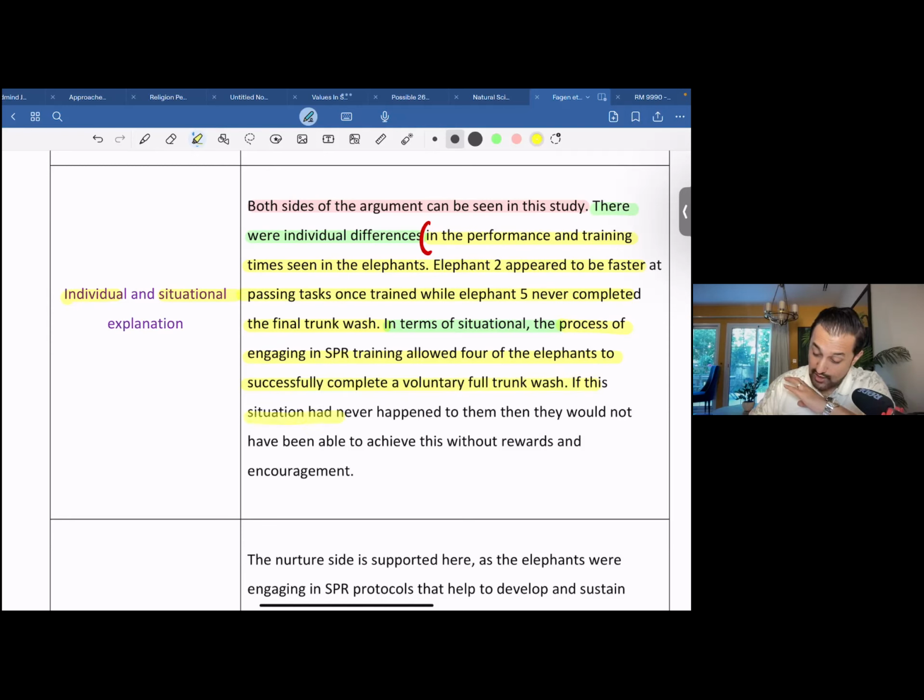If this situation had never happened to them, then they would not have been able to achieve this without rewards or encouragement. So this is an example of individual differences. This is an example of situational differences. It was, of course, through the situation.